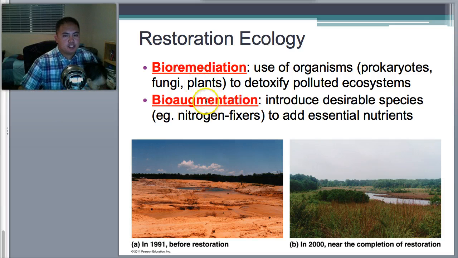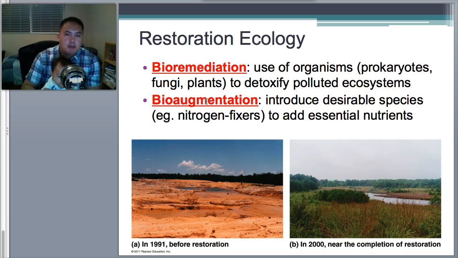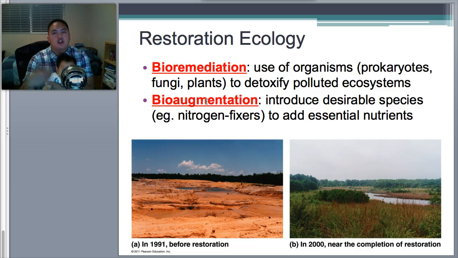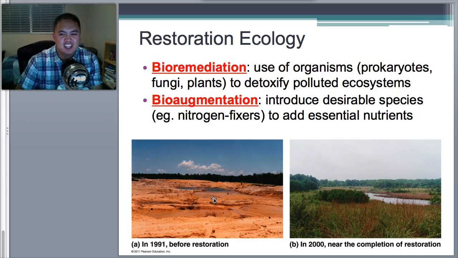And then bioaugmentation, augmentation means to make bigger, is introducing desirable species to add essential nutrients. So if one ecosystem is lacking nitrogen, why don't we add more nitrogen fixers, plants like legumes, to create a lot more nitrogen. So here's a nice before and after picture. Those of you that like these before and after pictures, like on P90X or something. This is before, 1991, and when they did this restoration, the bioremediation and bioaugmentation, look how different, same exact ecosystem, has changed.